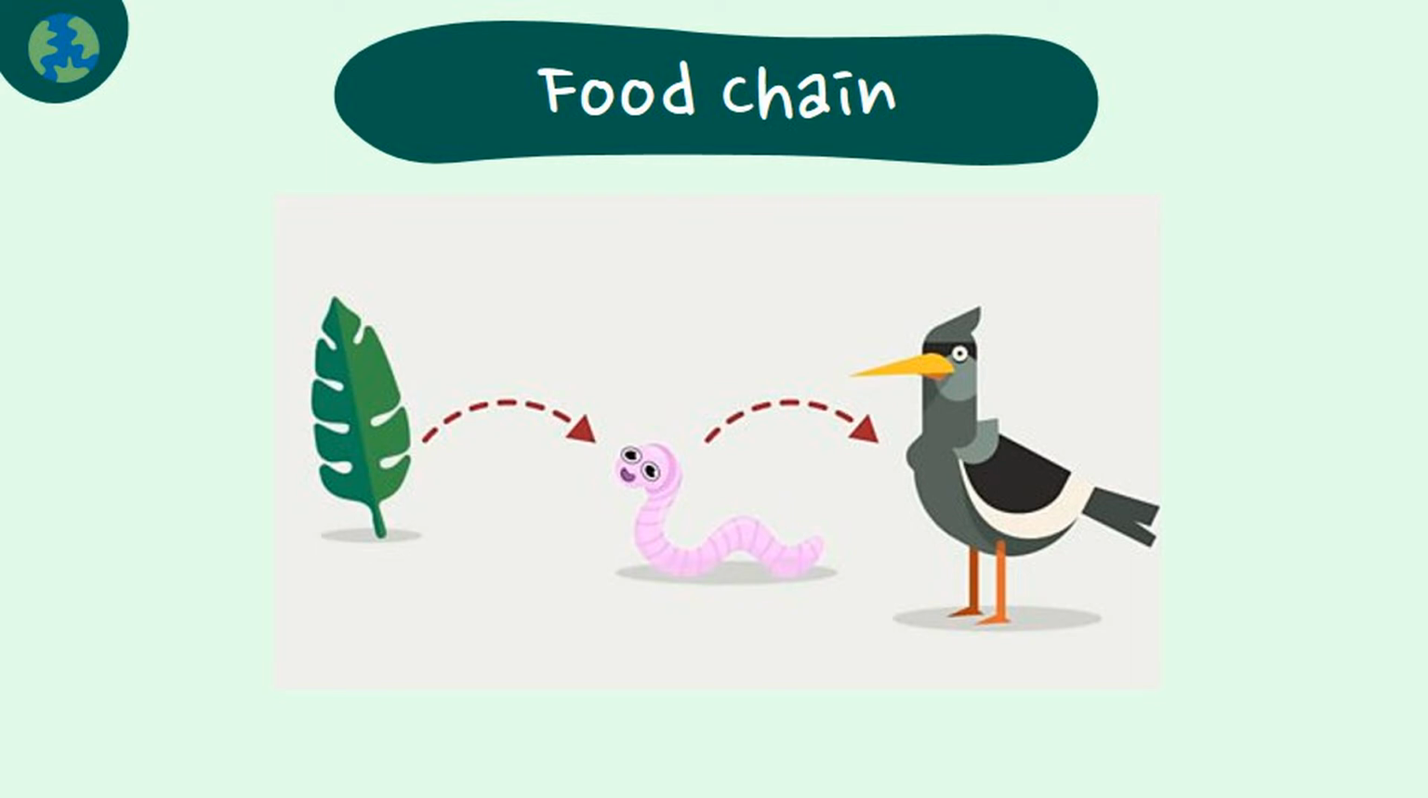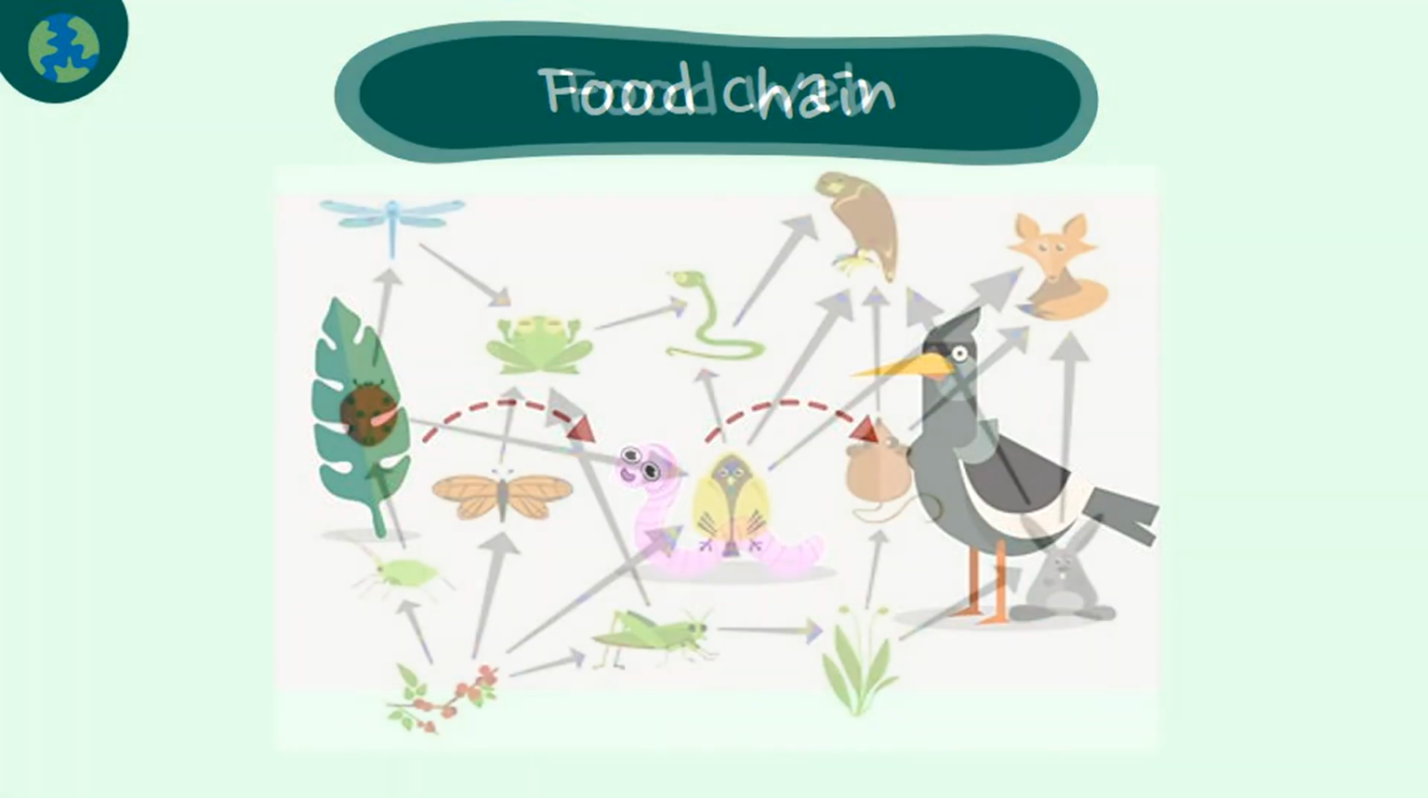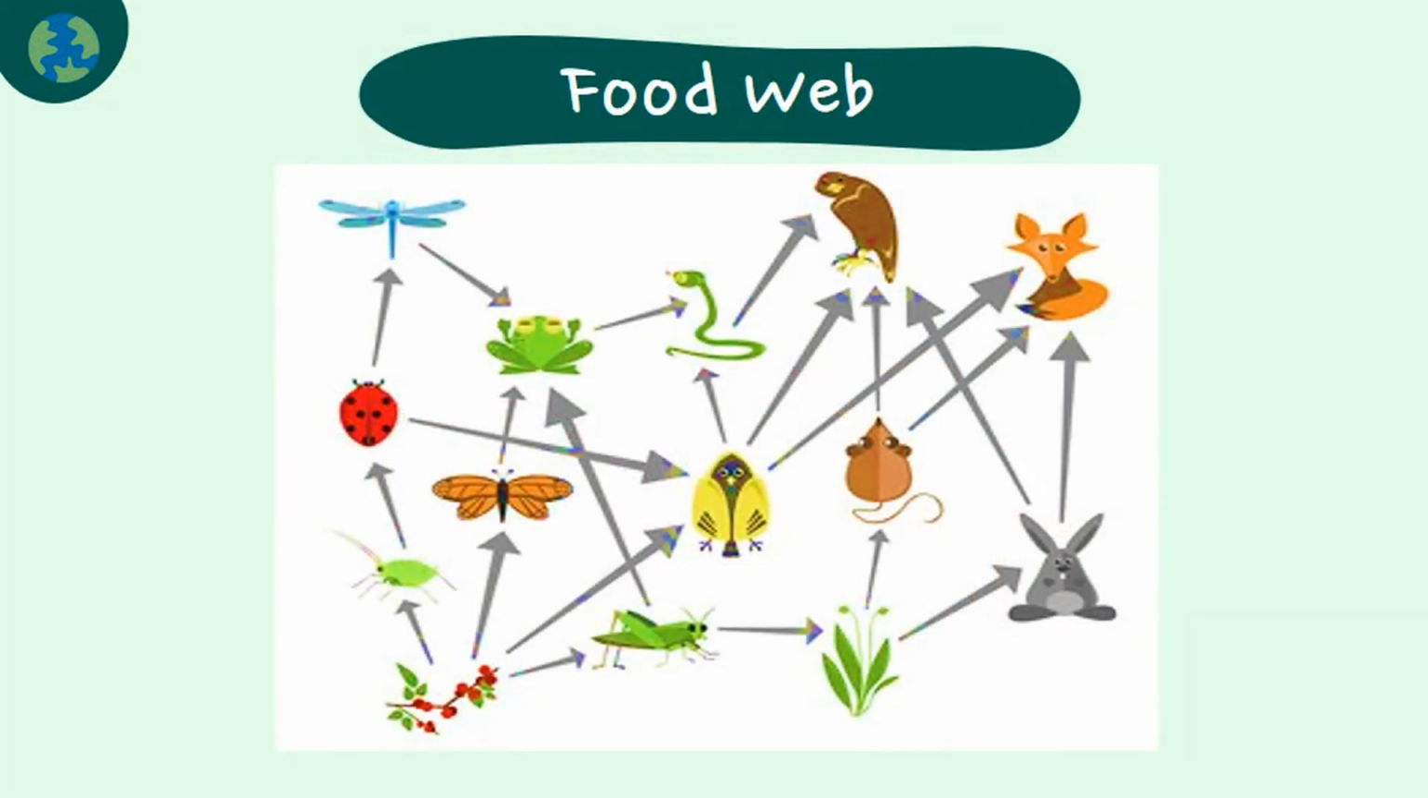For example, a leaf produces its own food from sunlight. A worm eats the leaf. A bird eats the worm. When the bird dies, bacteria break down its body, returning it to the soil where it provides nutrients for plants like grass. A food web consists of all the food chains in a single ecosystem. Each living thing in an ecosystem is part of multiple food chains.